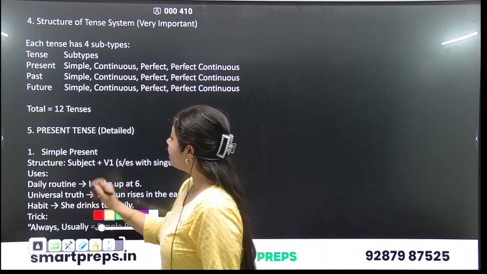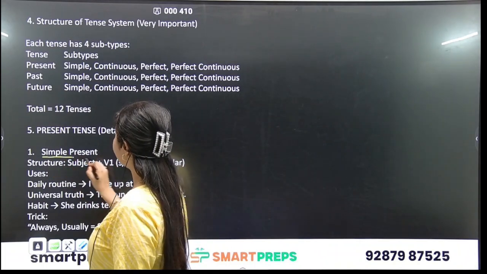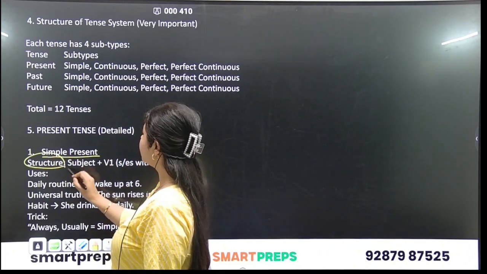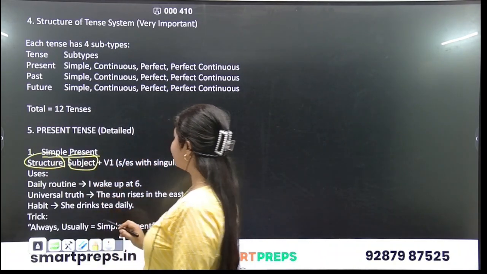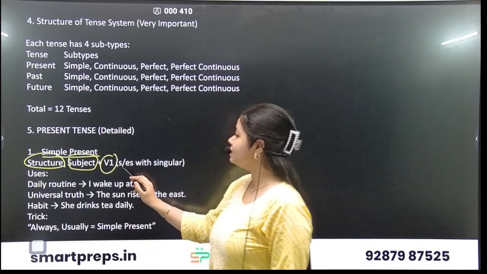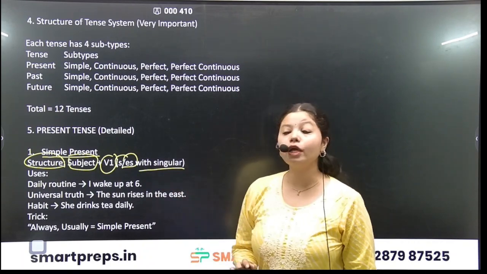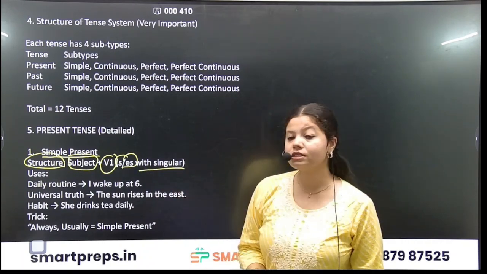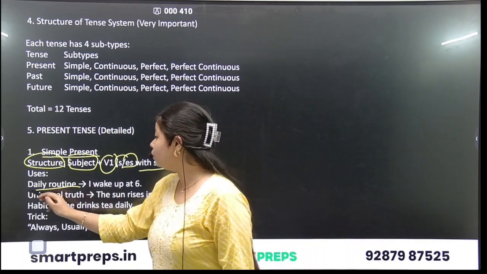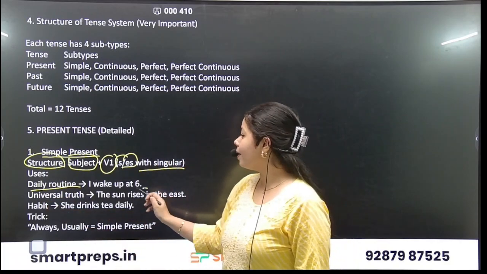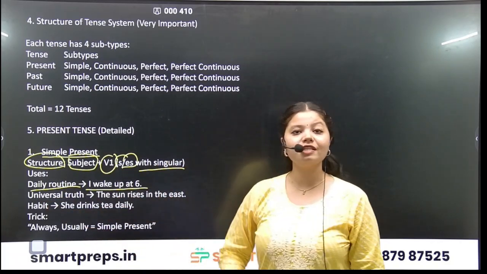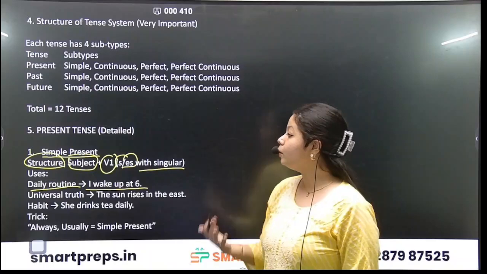When we are talking about simple present, the structure will be what? The subject plus the verb 1, with es or s added for singular subjects. How do we use it? We use it in daily routine. I wake up at 6, so it is my habit. Yes, it's my daily routine.